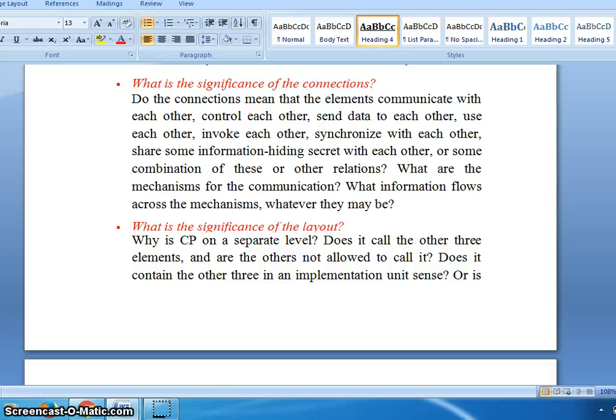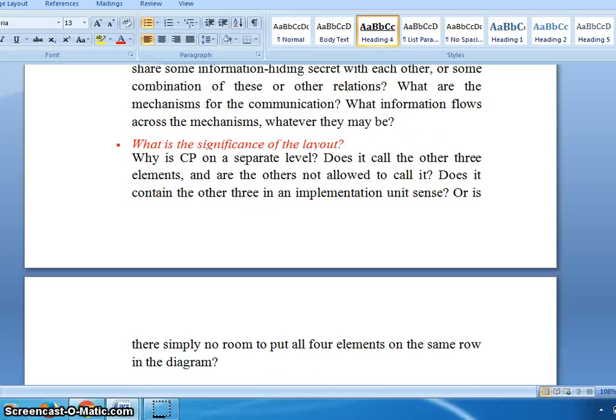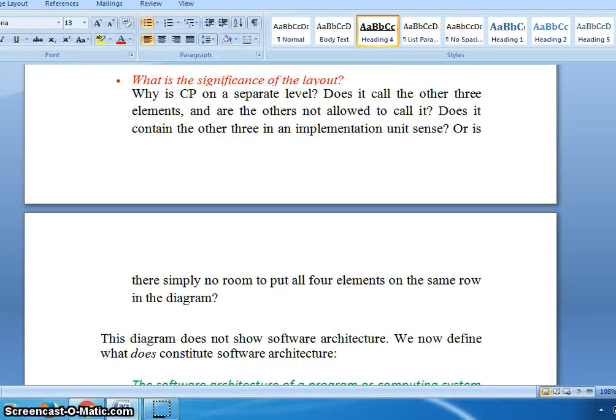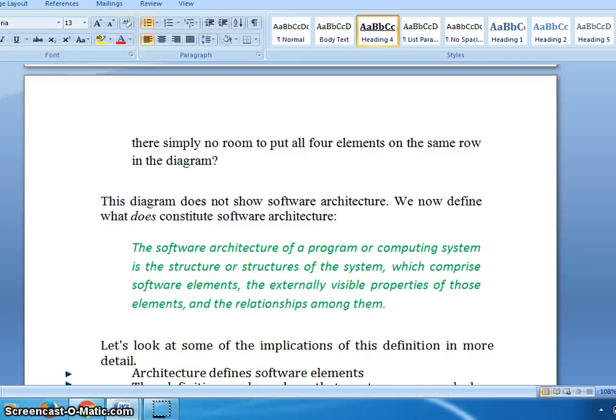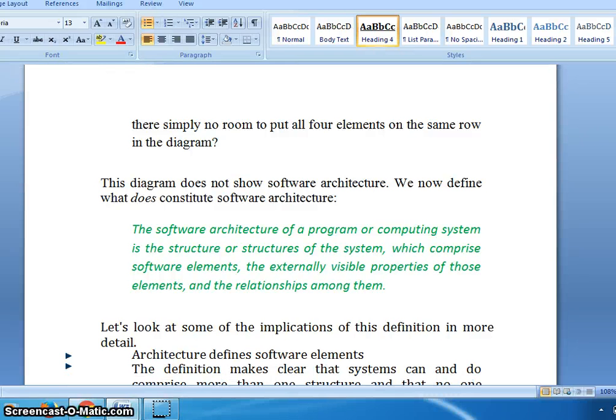Does it contain the three in the implementation itself, or is there simply no room to put four elements on the same level, or on the same row of the diagram? All these kinds of things we cannot predict from this single picture. So this diagram does not show what a software architecture is. So to define a software architecture, we now define what constitutes a software architecture.